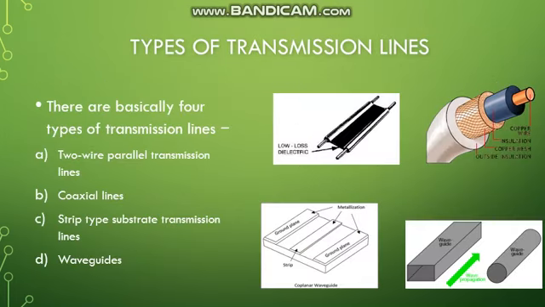Now, these are the types of transmission lines. There are basically four types of transmission lines. First of all, the two-wire parallel transmission line that you can see here. Second is the coaxial line that you can see here. There will be outer insulation, then a copper mesh inside, then the insulation comes, and then we get the copper wire. And then the strip-type substrate transmission lines, like that. Microstrip antennas are like that, and there are also waveguides, just like this: rectangular waveguide and circular waveguide. So both waveguides are there.